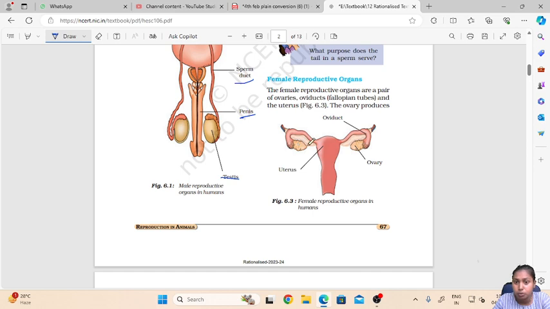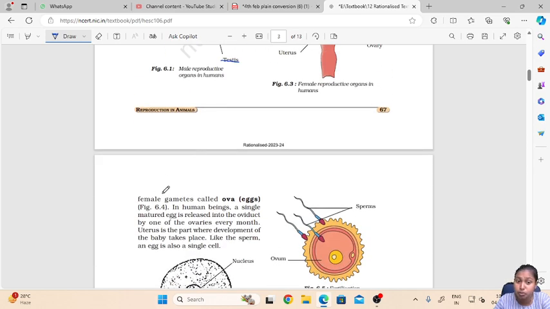So as you see, this is the ovaries, this is the oviduct and the uterus. So the female gamete is known as ova or eggs. In human beings, a single matured egg is released into the oviduct by one of the ovaries every month.